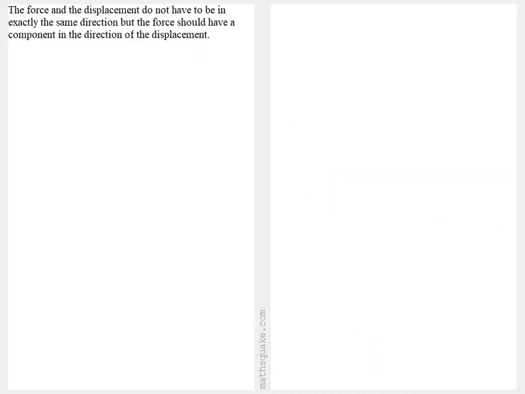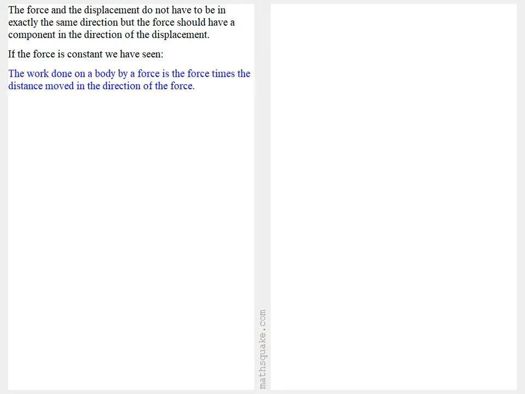Now the force and the displacement do not have to be in exactly the same direction, but the force should have a component in the direction of the displacement. If the force is constant, we've seen that the work done on a body by a force is the force times the distance moved in the direction of the force.